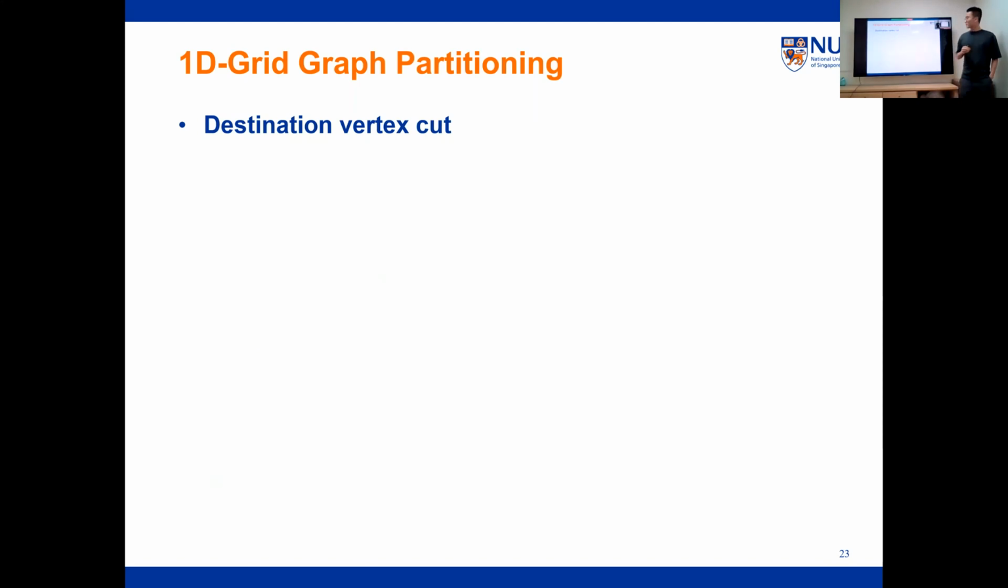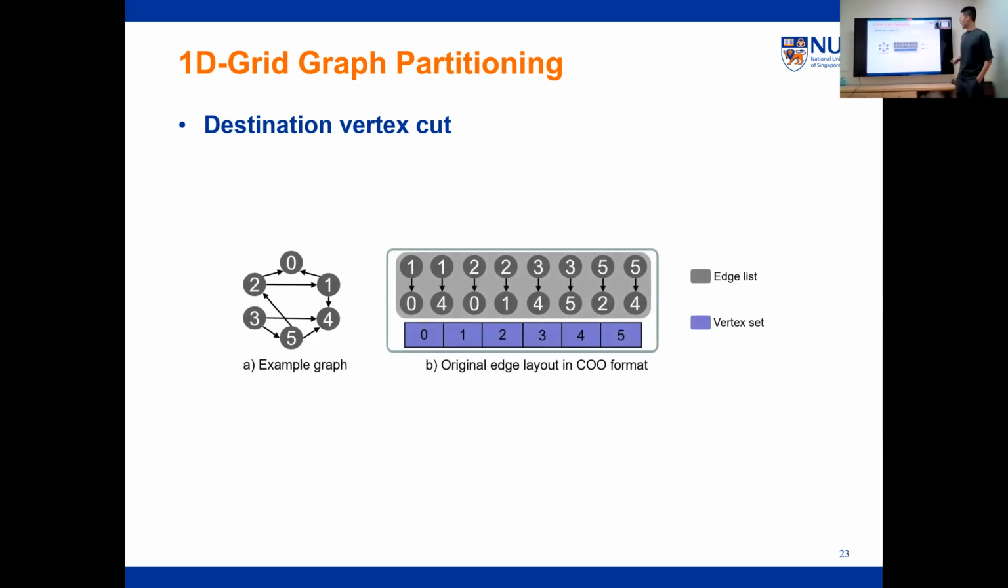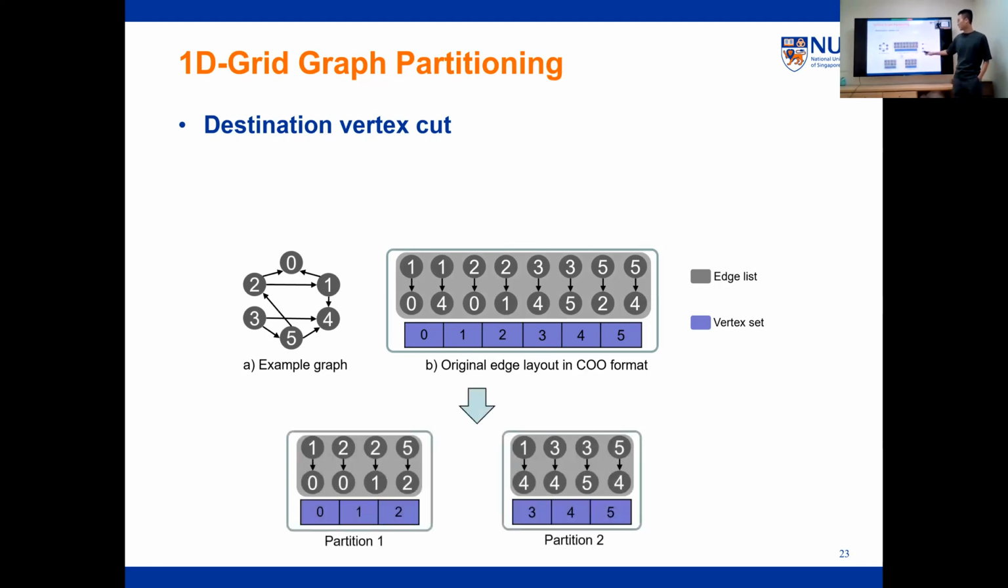ThunderGP actually adopts a very low overhead graph partition method. Basically, it's based on the destination vertex count. Let's take this example graph. This is the original COO format, and we have the edge list and vertex set. Let's say the FPGA can buffer 3 vertices. Then we simply divide it into 2 partitions: partition 1 with vertices from 0 to 2, and partition 2 with vertices from 3 to 5. And each partition contains the edges whose destination vertex is in the current vertex set.